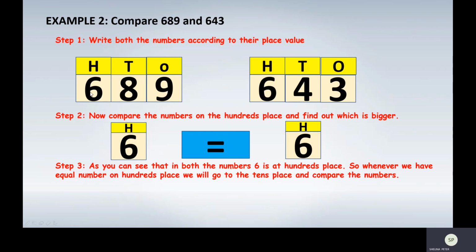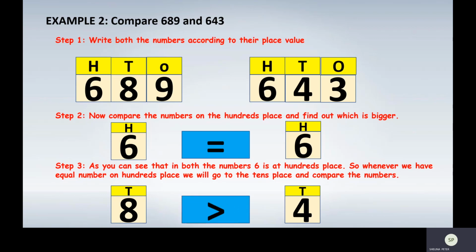Now, as you can see, at hundreds place, we have 6 in both the numbers and they are equal. So we cannot find which number is bigger. So what are we going to do next? We are going to tens place. So let us see at tens place which number is bigger. So we have 8 at tens place and 4 at tens place. So find out which number is bigger. Yes, 8 is bigger than 4.